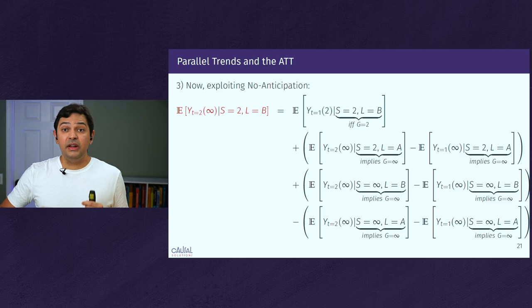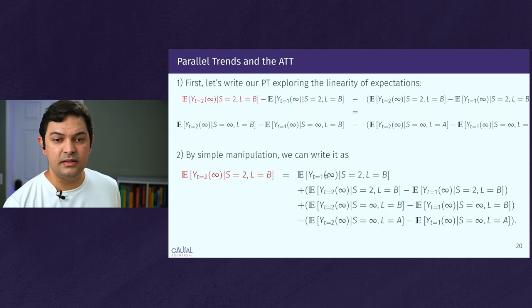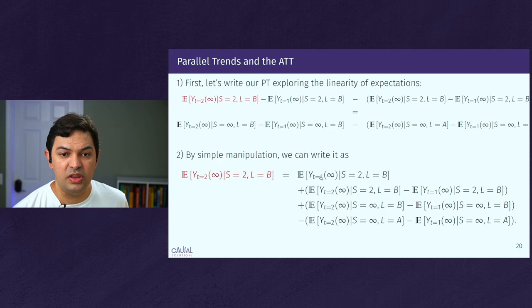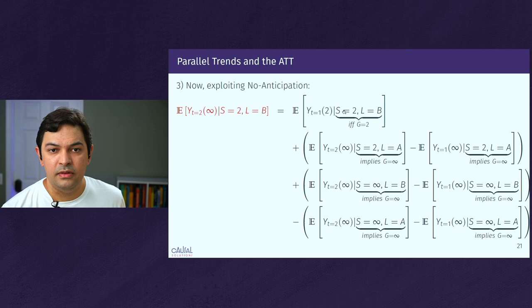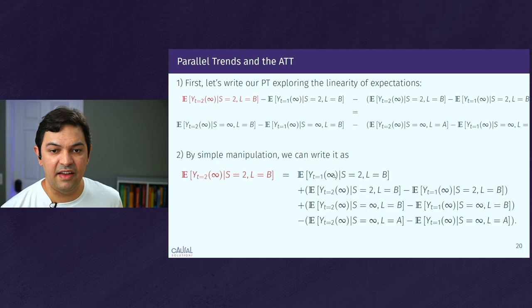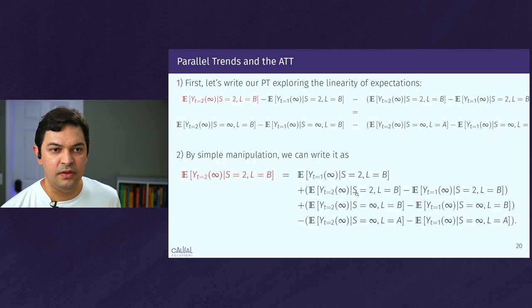No anticipation is going to be helpful because for the first term on slide 20, what do I have? I have untreated outcomes in period 3 among units who are actually treated. But because I am in a pretreatment outcome period, I can manipulate this index here, the subset from infinity to 2, without losing much generality, because I can leverage no anticipation. Since we are in the pre-treatment period, I can have this term here, and then I can manipulate. Make sense? That's what I have over here, and that's the idea.